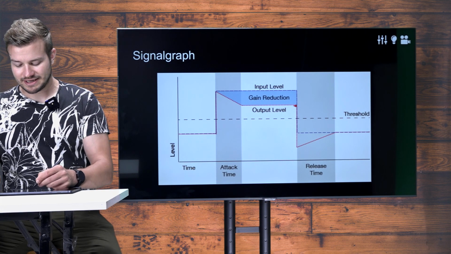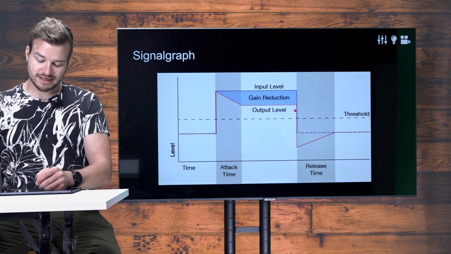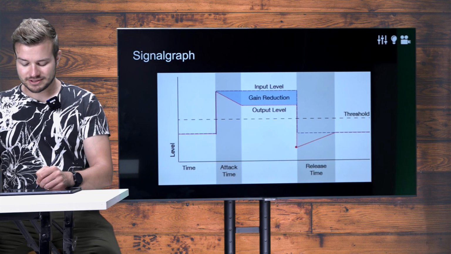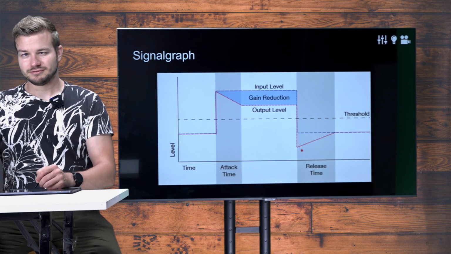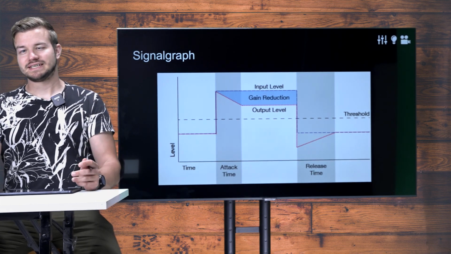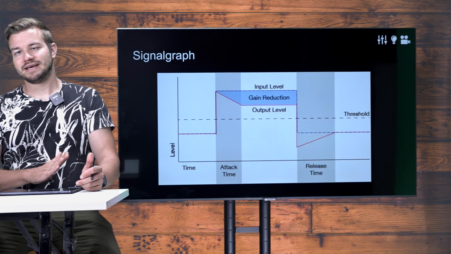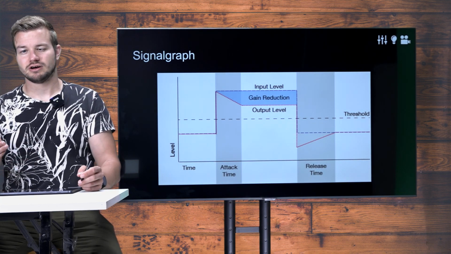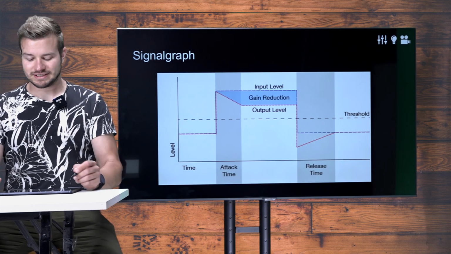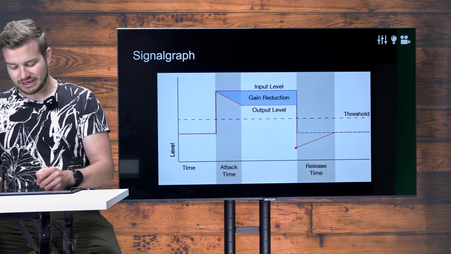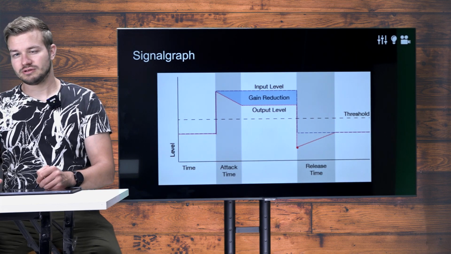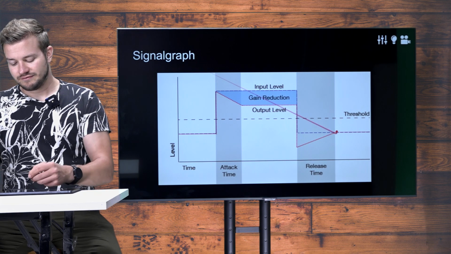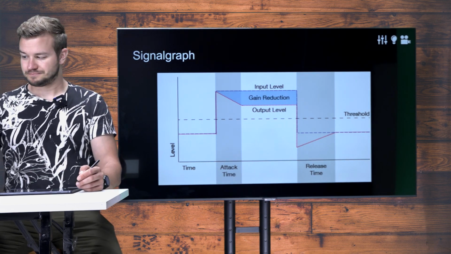It will then stay like that, and when the signal drops again below the threshold, of course the output signal drops the same amount, but then we have another parameter called the release time. The release time defines how long it takes after the input signal dropped below the threshold until the compression stops, so until the gain reduction of the signal stops. So you see, at first we are still a little bit below the signal even though we are below the threshold, and then the compression stops until we are at the original signal again.